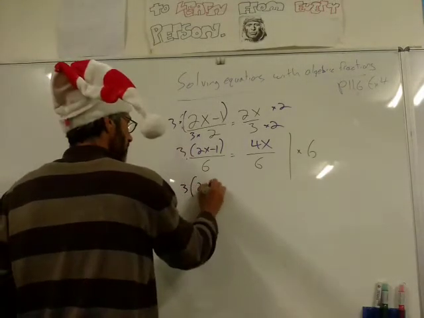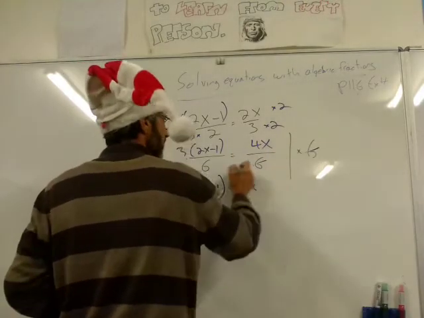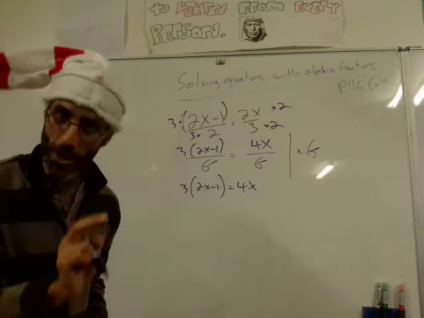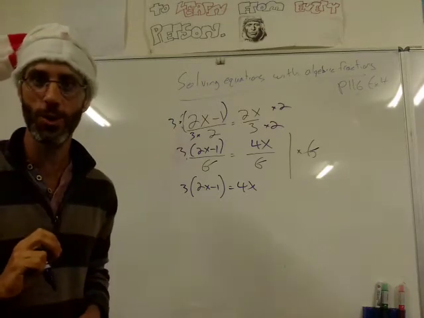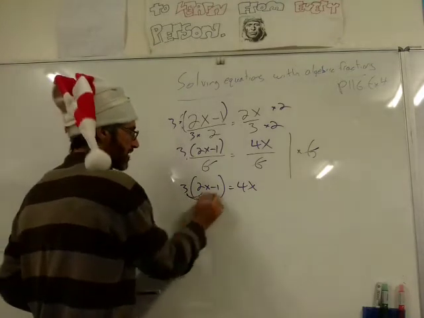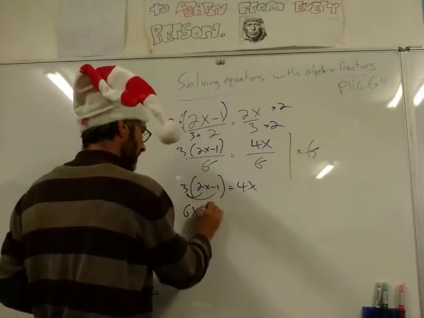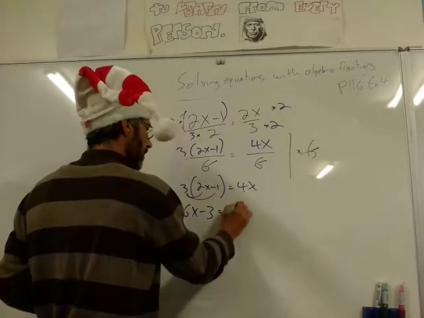So we're going to write it again. 3 times 2x minus 1 equals 4x. The 6s are gone. They cancel each other out, only when I have equal lowest common denominators. Now, I just need to open the brackets like we did at the beginning of the week. 3 times 2x is 6x minus 3 equals 4x.